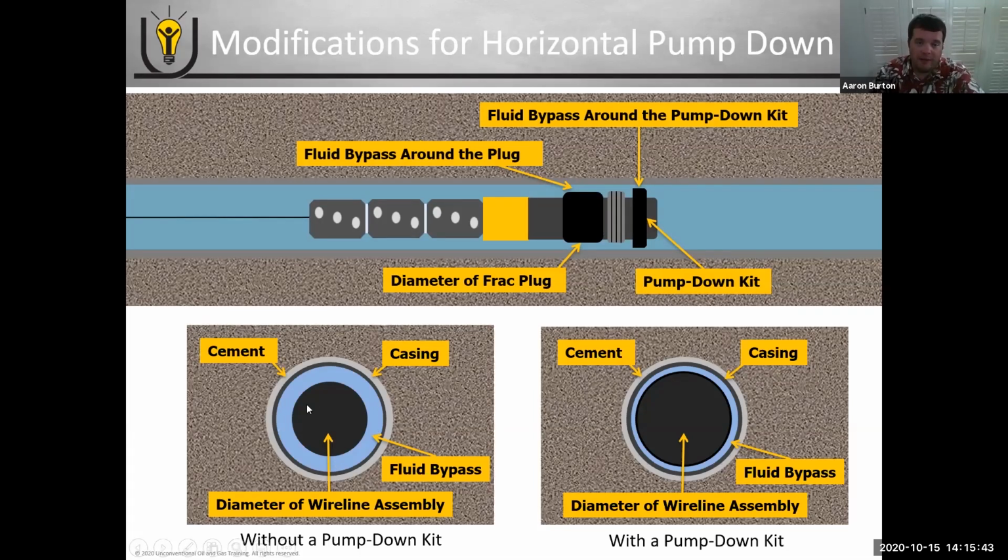So if you don't have that pump down kit or that larger diameter, you've got the overall diameter that you're pumping against, and then you have a relatively large fluid bypass area between the casing and the frac assembly. But if you add that pump down kit or just a larger diameter plug, now you're starting to minimize the amount of fluid bypass and the flow path that fluid can get around the assembly, and you've also increased that area that you can apply pressure against and translate into force.